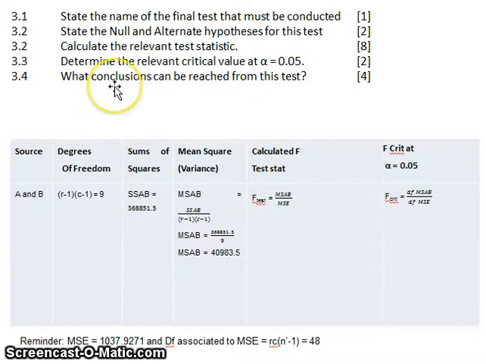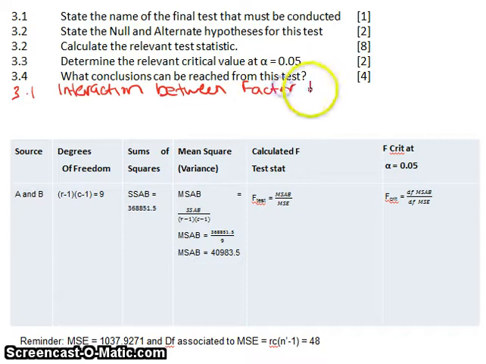Then we go on to do the next hypothesis test, which is the interaction. And so the interaction hypothesis would be that there is interaction between factor A and factor B. So state the name of the final test. So this is worth 1 mark. Please remember to read the question. So the first thing you need to tell me is interaction. So 3.1, before we go, interaction between factor A and factor B.